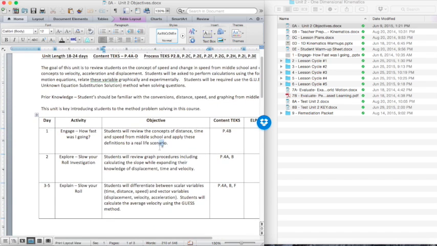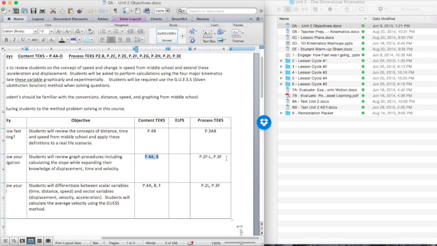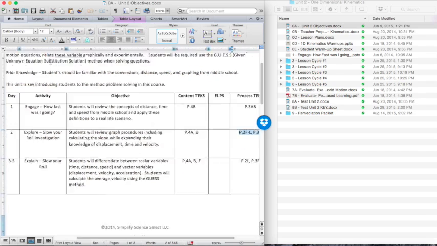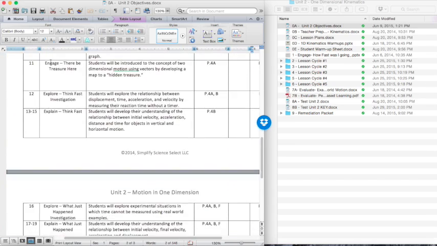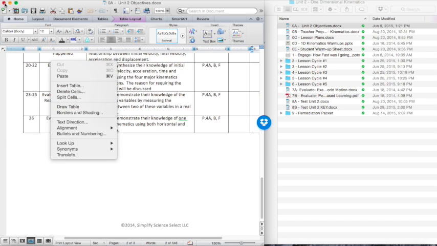So the objective for the second day is to review graph procedures, including calculating the slope while expanding knowledge of displacement, time, and velocity. That's the learning objective for that particular day, and it's addressing Physics 4A and 4B. In addition to that, you can see what process TEKS are associated with that. So this is kind of an overall view of what you're going to be doing for the lesson.